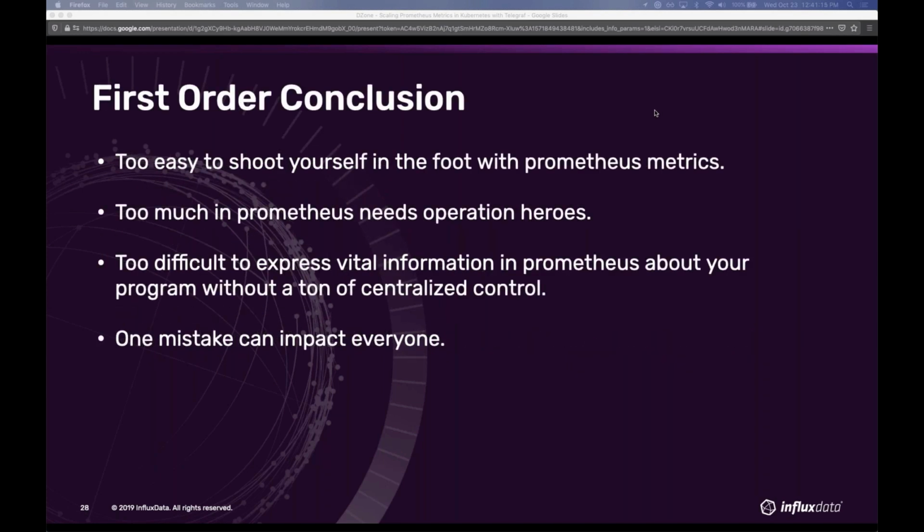So a couple of first order conclusions. It's really way too easy to shoot yourself in the foot with Prometheus metrics. And yes, of course, you could say you should have known better, but ultimately, Prometheus metrics and the scraping is not easily scalable. You really need too many operation heroes if you're going to scale Prometheus and its scraping. I feel like it's very difficult to express other kinds of vital information about your program in Prometheus without an enormous amount of centralized control. And finally, one mistake can really impact everyone. In a Kubernetes system, when it comes to scaling, you really want a mistake to only impact the specific microservice.